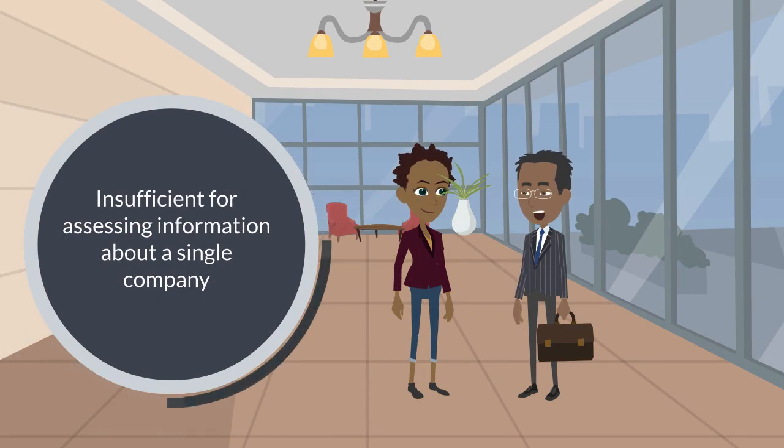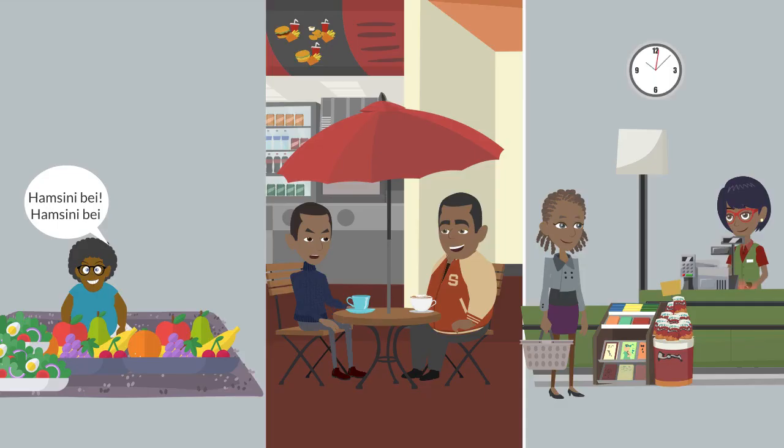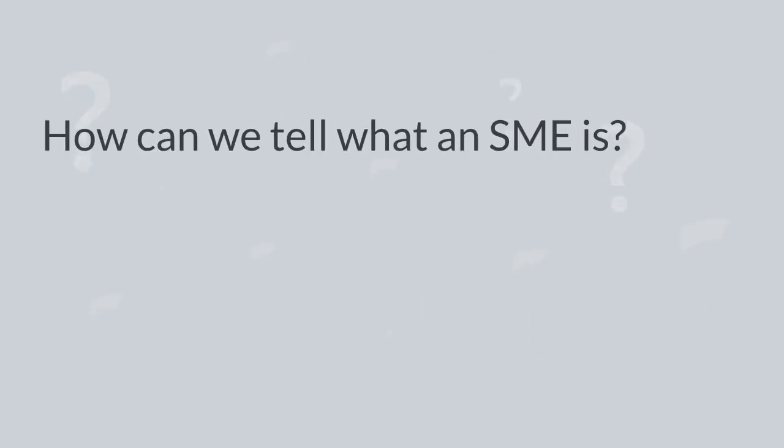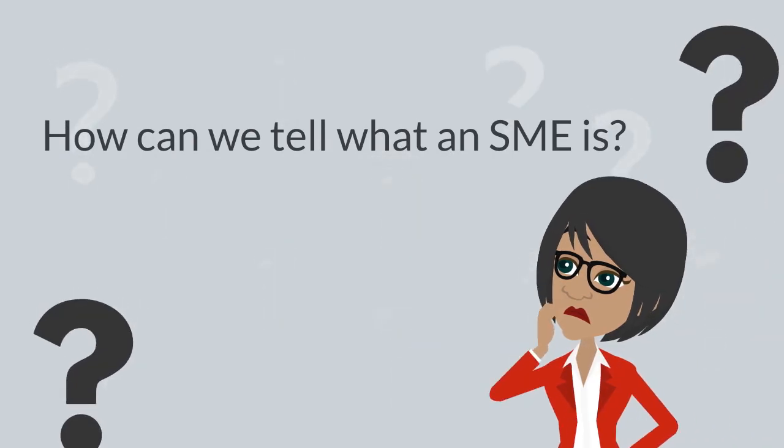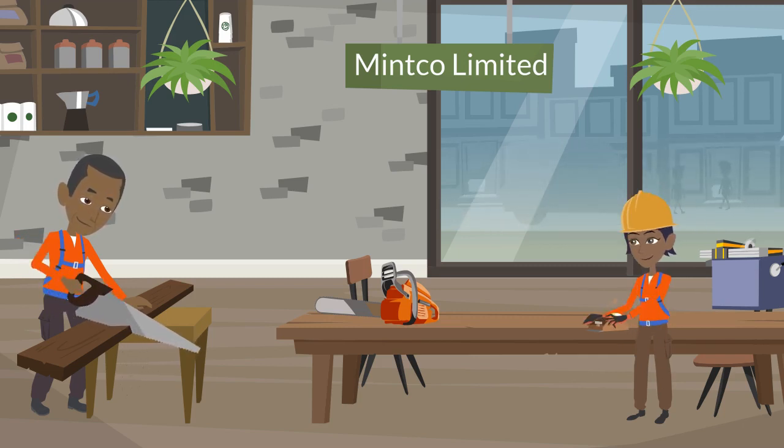As identified previously, there are various ways to define SMEs based on the use of indicators that characterize business as micro, small, and medium. So, how can we tell what an SME is despite these varying definitions and characteristics? Let us look at a case study of Minco Limited, a furniture company in Quintagela.